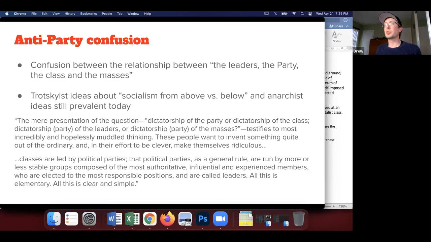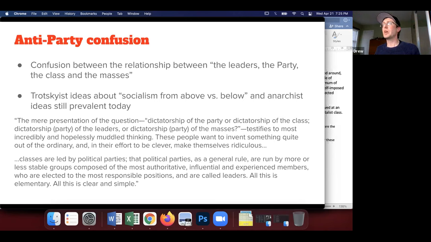Lenin makes it clear that political parties can never be divorced from their class character. Leaders of those parties represent class interests as well. And this is a Lenin quote that's here. The mere presentation of the question, dictatorship of the party or dictatorship of the class, dictatorship of the leaders or dictatorship of the masses, testifies to most incredibly and hopelessly muddled thinking.